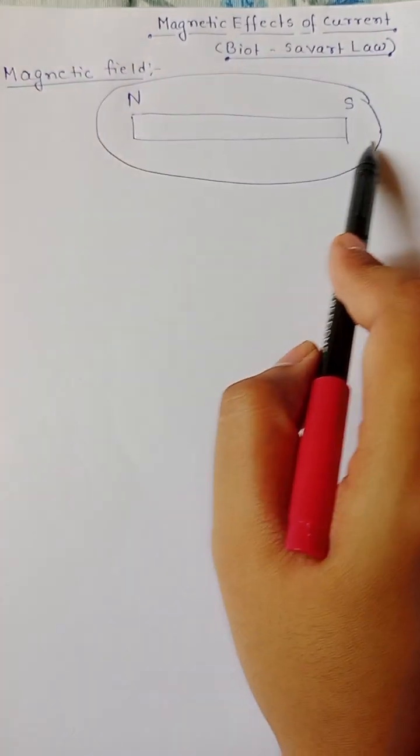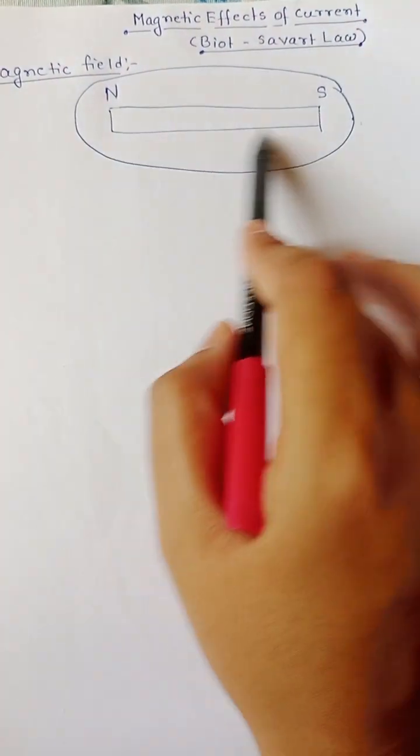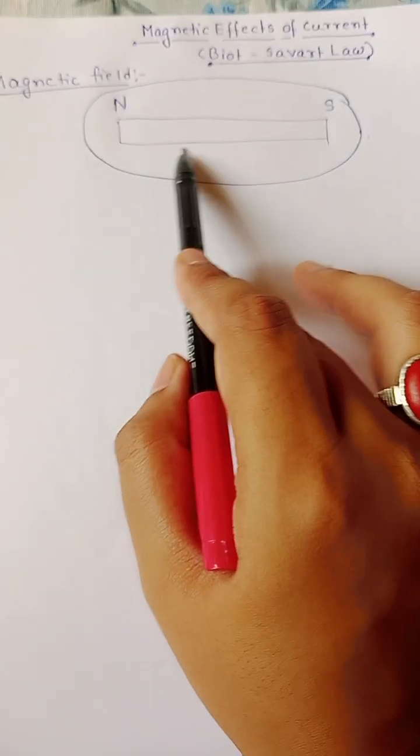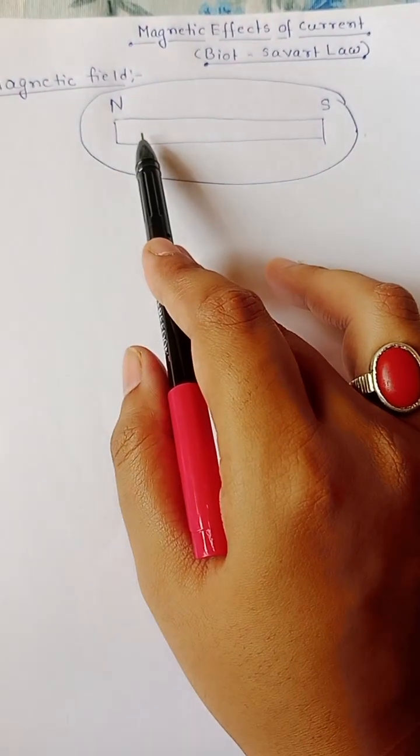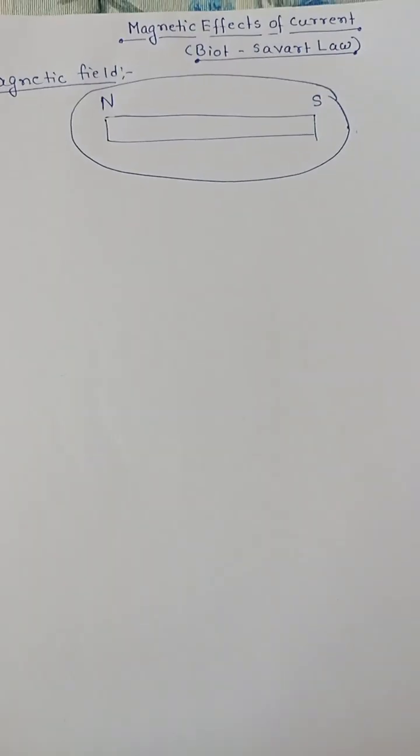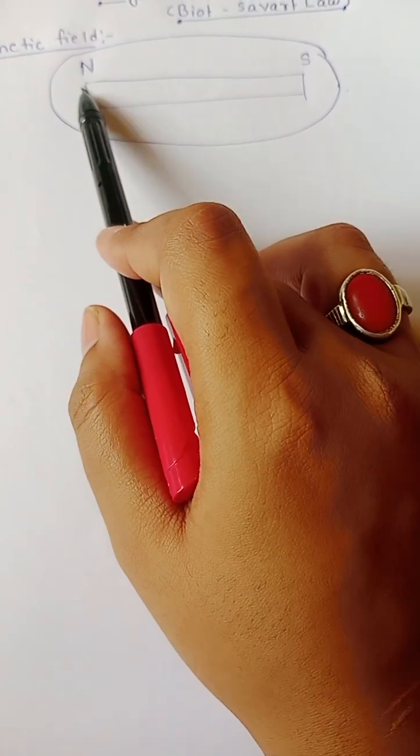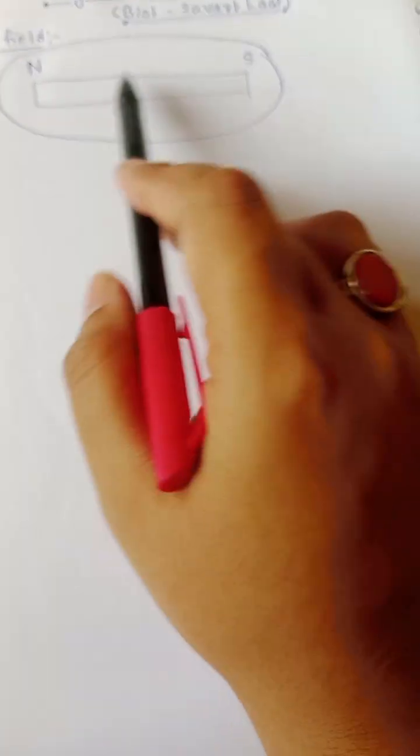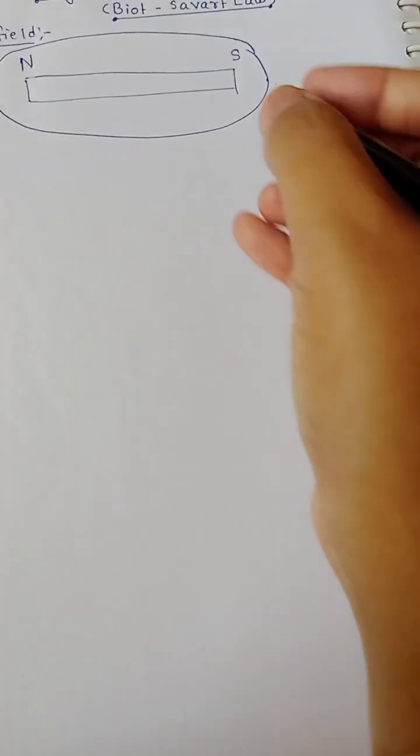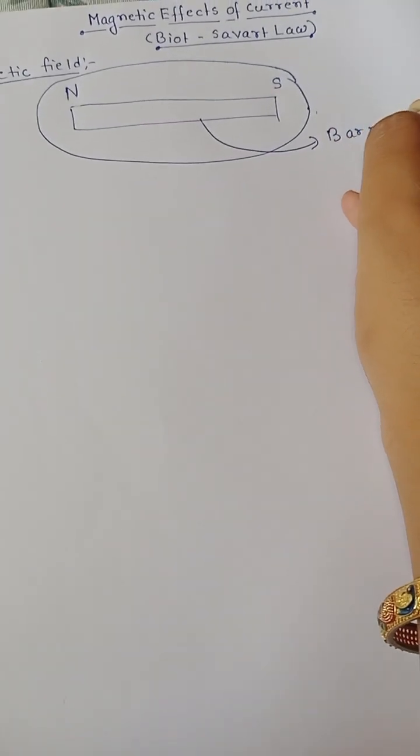See, here I have drawn one magnet. So what is a magnet? A magnet is a substance or object that produces a magnetic field, and it has two poles, the north pole and the south pole. This is called a bar magnet. I know everyone is familiar with it. This is called what? Bar magnet.